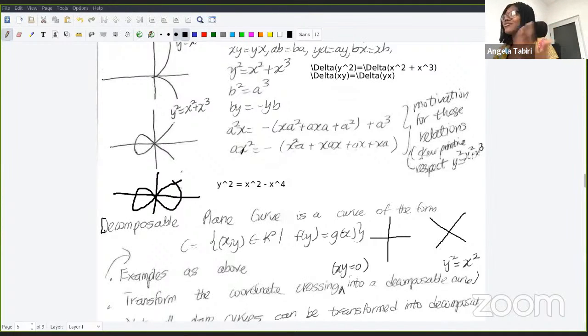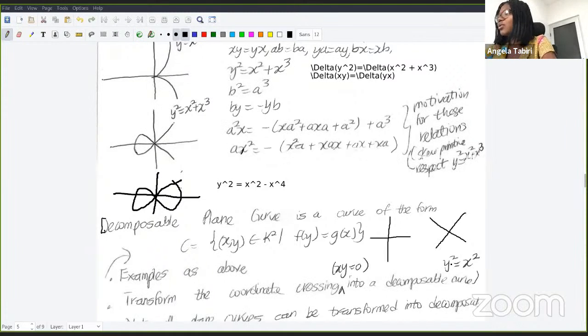One might ask generally, can every plane curve be made decomposable? The answer is no, but you can sometimes do it, and there are papers telling you when you can and when you cannot. For instance, if you consider the coordinate crossing xy equal to 0, then you can transform it by just rotating it and you get a decomposable curve, y squared equal to x squared.